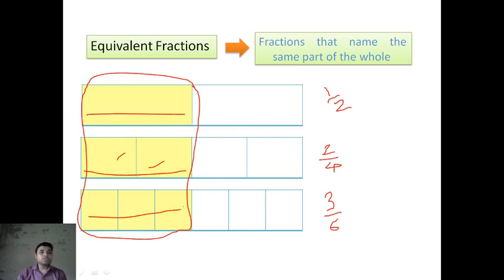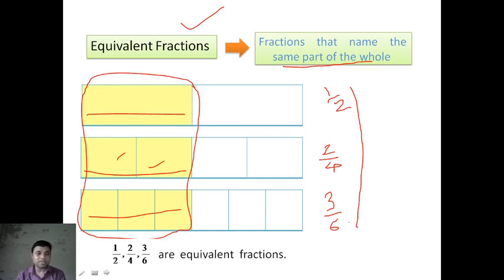That means the shaded areas are the same. That means 1 by 2, 2 by 4, 3 by 6 represent the same part, the same shaded area. So these fractions, look here, fractions that name the same part of the whole are called equivalent fractions. So 1 by 2, 2 by 4 and 3 by 6 are equivalent fractions.